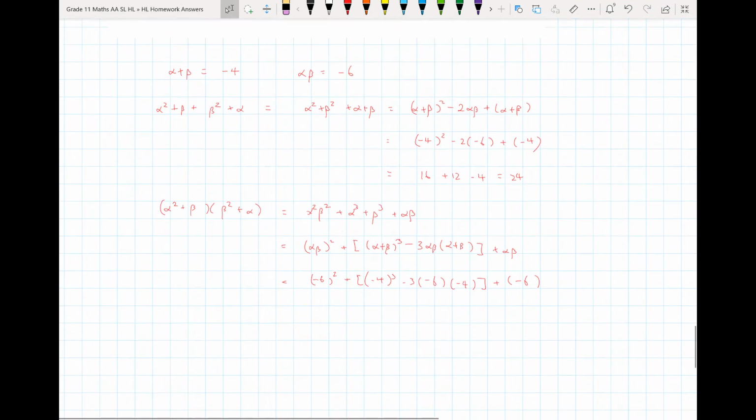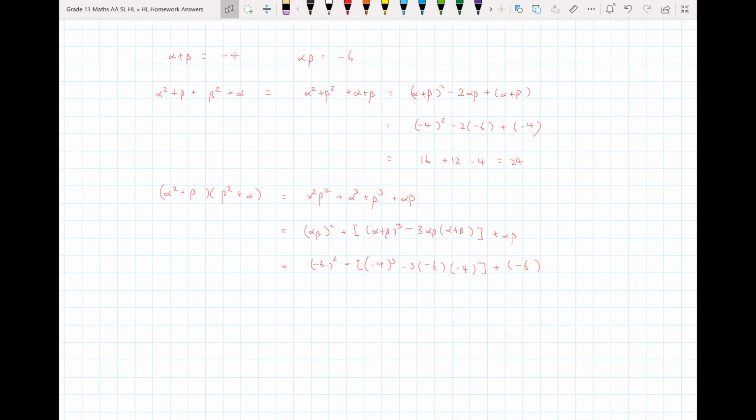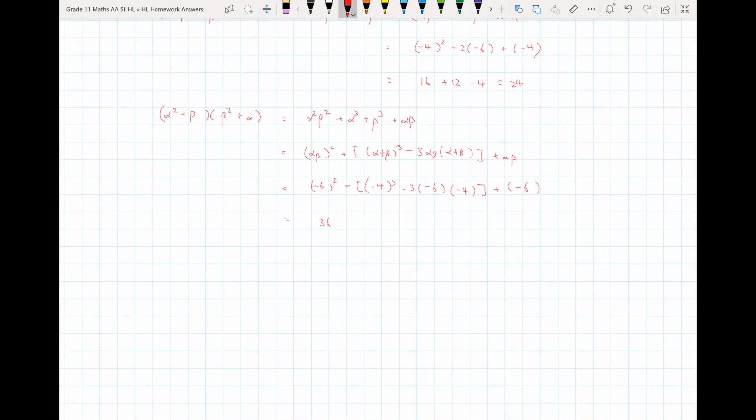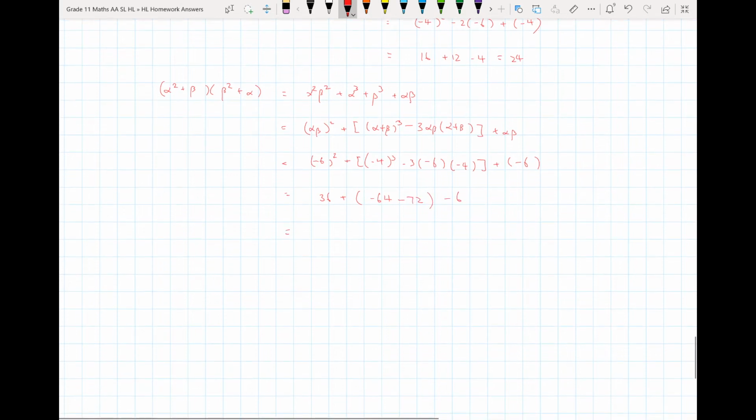Just checking. Yes. Gotta be really careful because I don't want to make a mistake or have to do it twice. That's -64. 18 times 4 is 72. That's a minus. And that's a -6.